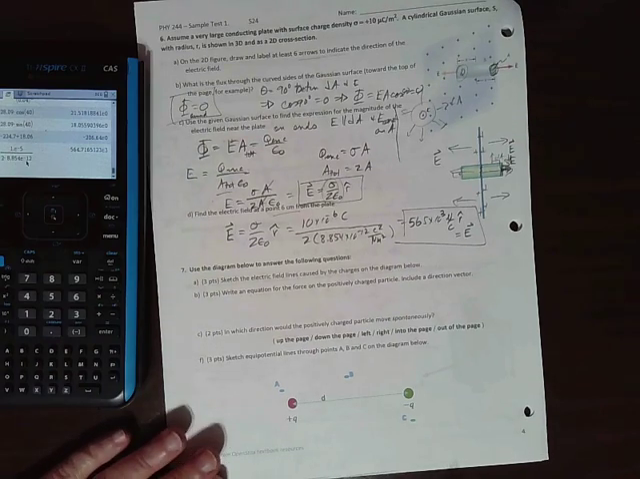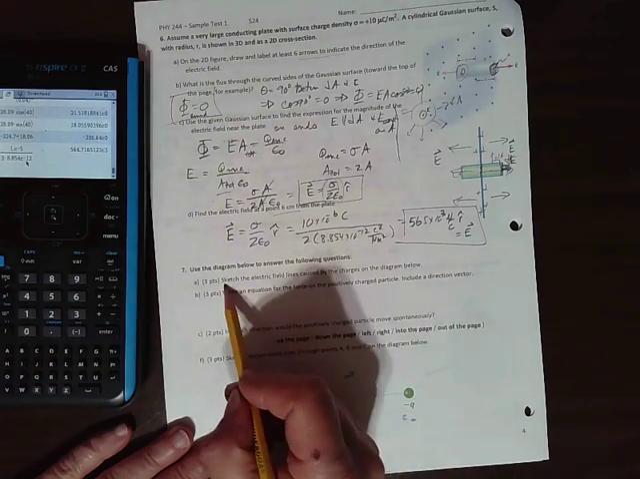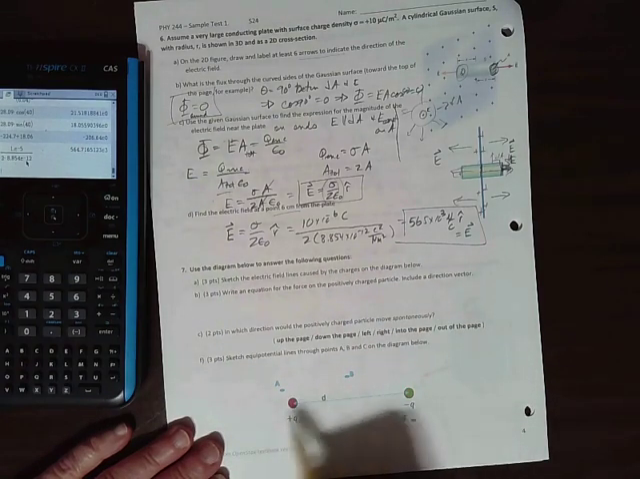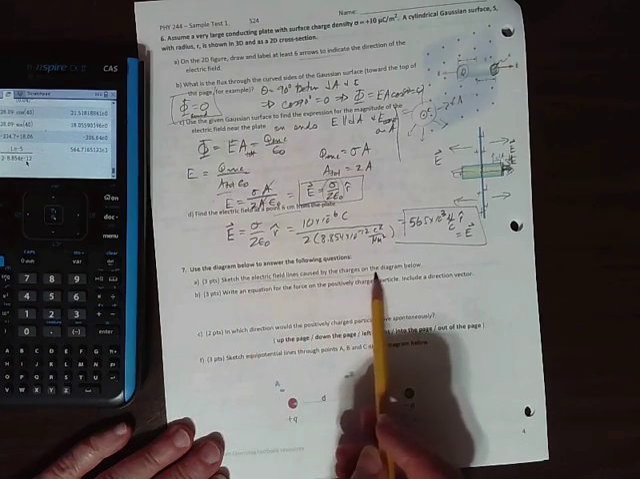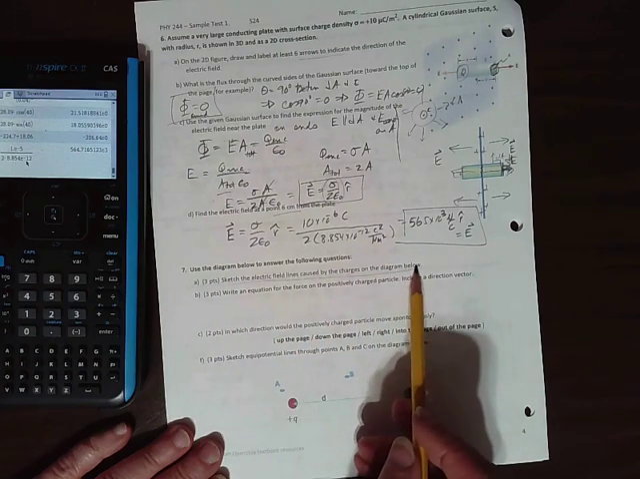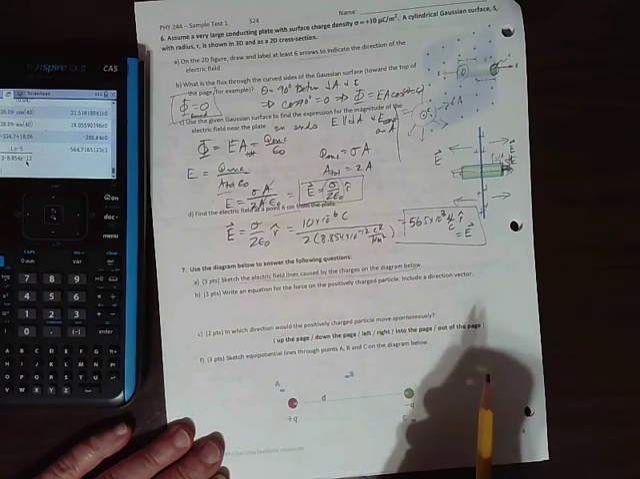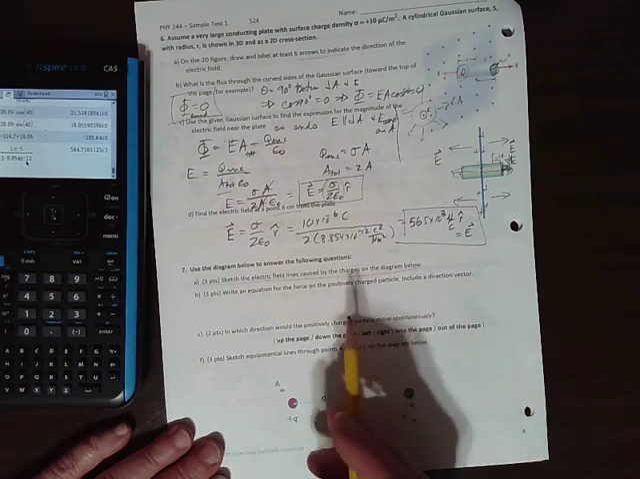Number 7. Use the diagram below to answer the following questions. Alright, so we've got a dipole kind of thing going on here. Sketch the electric field lines caused by the charges on the diagram below. Maybe it's not a dipole. Maybe we're just looking at it. Okay. Electric field lines caused by the charges.